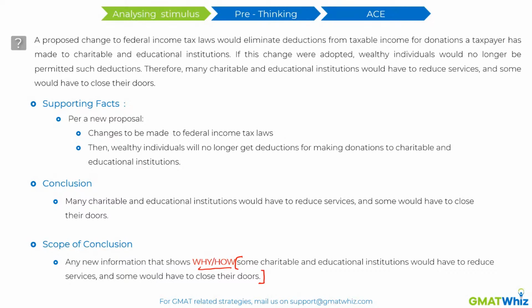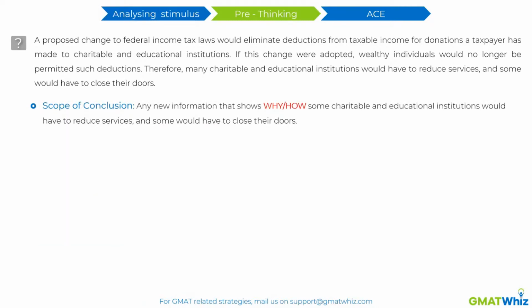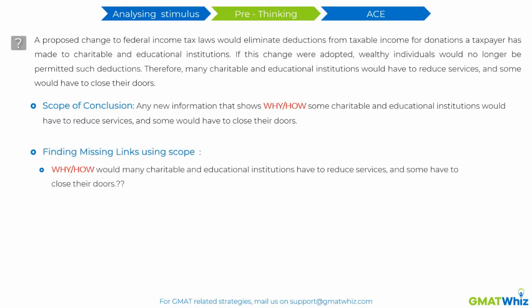All right. So now, keeping the scope of conclusion in mind, I'm going to ask some very general questions. For example, I can ask, why would charitable institutions or how would charitable institutions reduce services? Why would they have to reduce services? Because they won't have enough funding. This is a general answer, right? One would have to reduce services because one wouldn't have money. All right. Why would they not have enough funding?